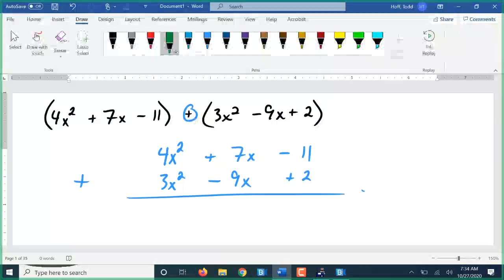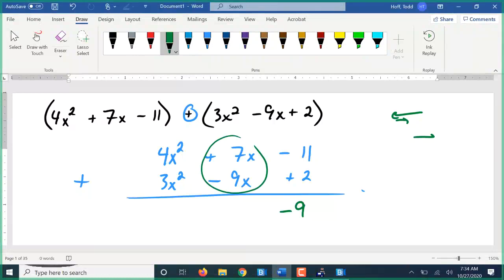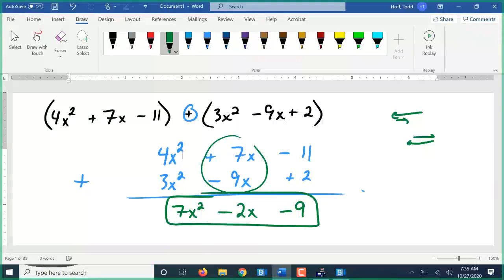So negative 11 plus 2 is going to be a negative 9. 7x plus negative 9x, well, positive 7 plus a negative 9 is actually a negative 2, and we keep the name of x. 4x squared plus 3x squared is just a 7x squared. So we get 7x squared minus 2x minus 9.